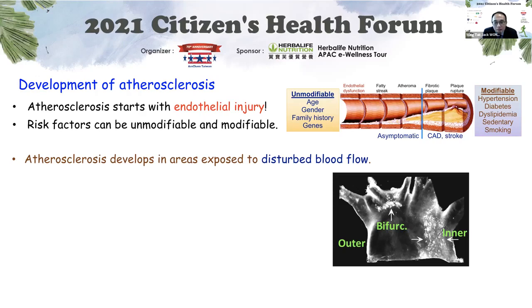Atherosclerosis rarely forms in the areas of undisturbed or laminar flow in blood vessels. Instead, areas exposed to high turbulent flow, especially in areas of branching or curved blood vessels, will have higher areas of disturbed blood flow and thus more plaque formation.